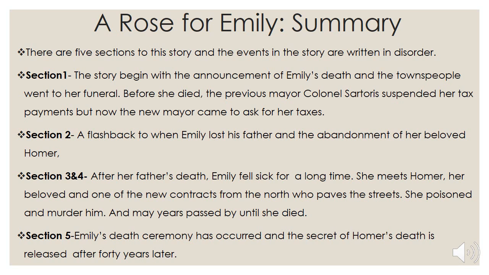Section 2 is a flashback to when Emily lost her father and the abandonment of her beloved, Homer Baron. On sections 3 and 4, after her father's death, Emily fell sick for a long time. And in these sections, she meets Homer, her lover, and this man is from the north, and he paved the streets with his colleagues. And also in this section, she poisoned and murdered him. And then no one ever saw this man for a long time until Emily passed away.